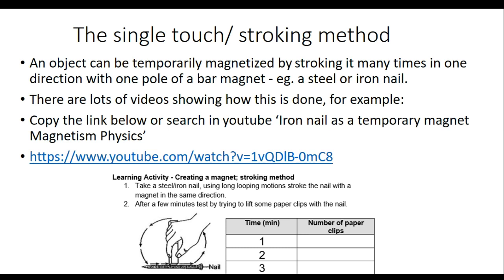There are lots of videos showing how it's done, but I've included a link that you can just copy, or you can just type the title into YouTube. But we've got a diagram underneath, and this is in your booklet, of the process that happens. So you are doing a motion, and it's showing the motion that you can do in order to produce temporary magnetization. What I want you to do when you are looking at this video is imagine the number of paper clips that the magnet would be holding after a certain amount of time, and the video should help with this answer.